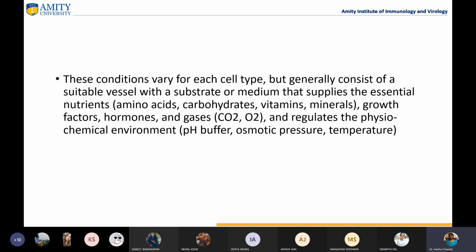So viruses cannot be multiplied on any kind of media, right? We cannot grow them. So we need cell lines, basically a cell culture. So we use cell culture to grow the viruses. These conditions can vary for each type of cell, but they usually consist of a proper vessel with a medium that supplies the important nutrients. Like we have a tissue culture medium, similarly there's a particular medium here also that we use.